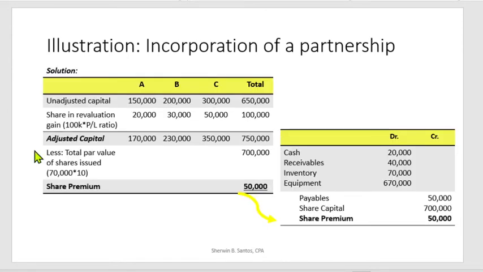So, let us take a look. Ito yung unadjusted capital kanina: 150, 200, 300. So, ito yung na-compute natin kanina. Adjusted capital: 170, 230, 350. So, ito po yung adjusted capital.